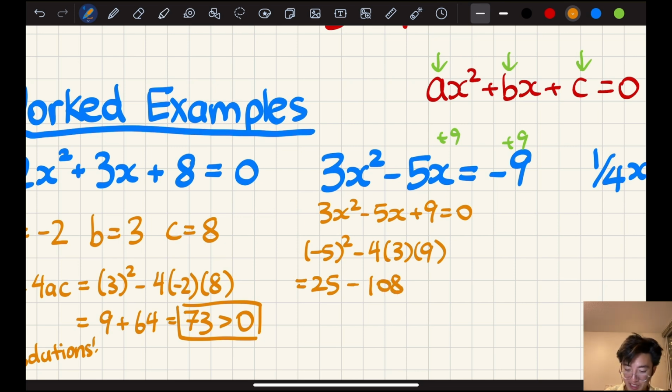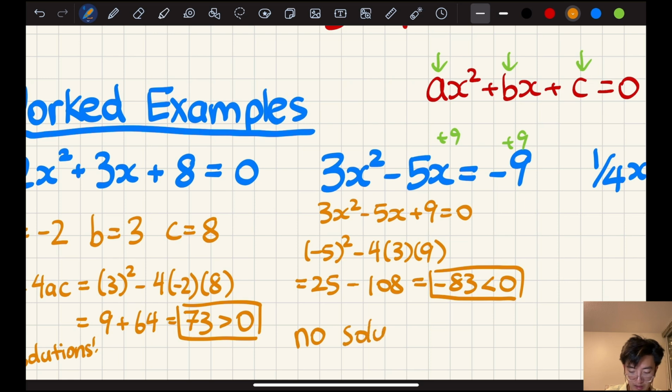That's a very negative number, as you can see right away. So that comes out to be negative 83. Yes, negative 83. Negative 83 is smaller than 0, which means this has no solutions.